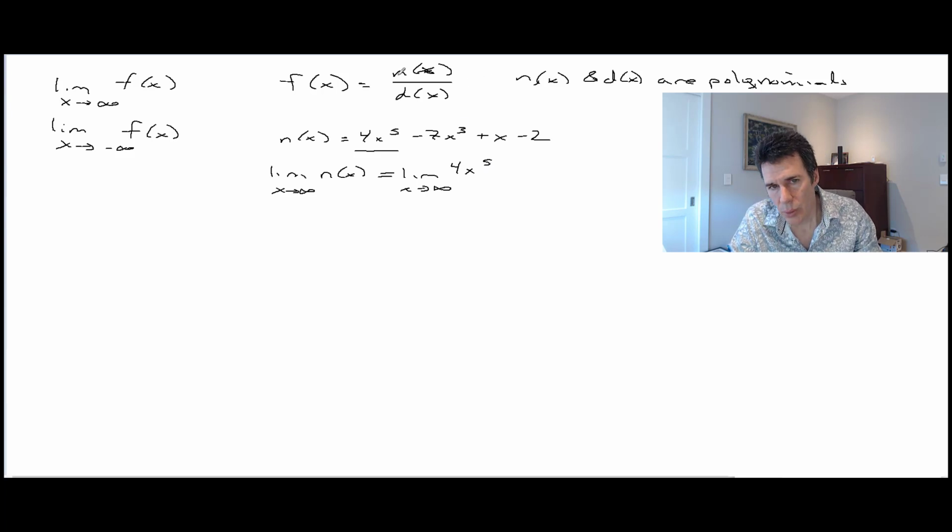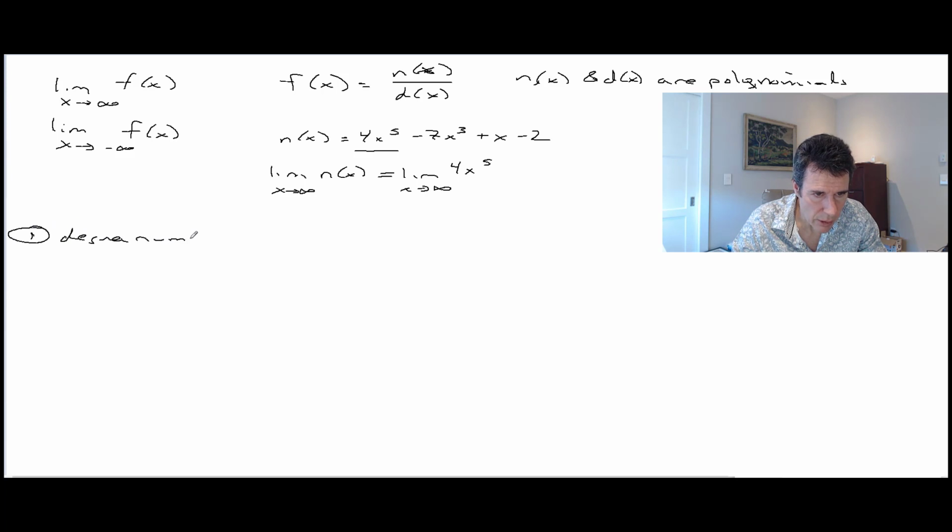But now we can use that observation when we're taking the limit of this fraction, of this rational function. So I'm just going to work through some cases here to see what happens. And remember, the degree of a polynomial is that leading term, the term with the highest exponent, the number in the exponent. Okay, so let's say case number 1, degree of the numerator is less than the degree of the denominator.